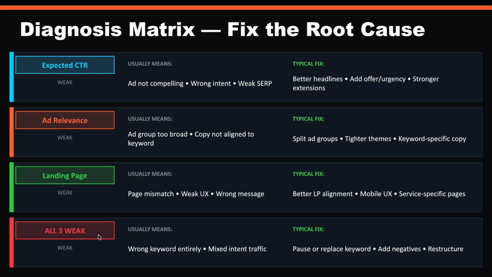Okay, and the red row at the bottom. If all three are weak, that usually means the keyword itself is wrong. It is attracting people who have no interest in what I offer, and the fix is to pause it, add negatives, and rebuild from scratch. So every time you see a low quality score, ask yourself, which of these four situations am I in? That answer tells you exactly what to do next. I think you can remember this.